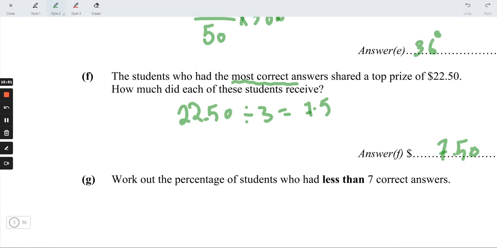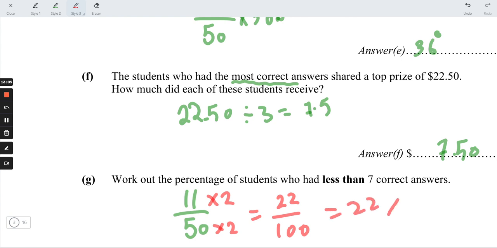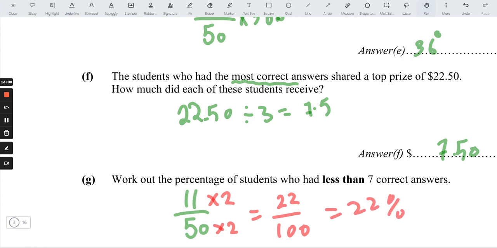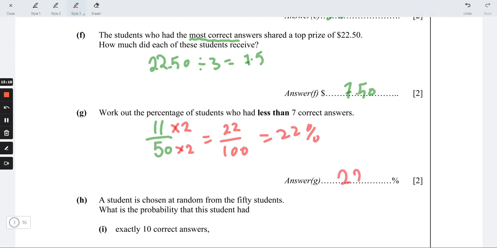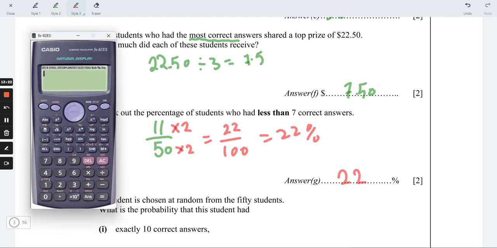To write the percentage, we will say 11 over 50, because I'm taking 11 students out of 50 students. You can change it to a percentage by multiplying both the top and the bottom by 2, and you will get 22 over 100, and then you will get 22%. Otherwise, you could use your calculator to find 11 over 50 as a percentage. So here we have 22%. The idea is easy here. 11 divided by 50 equals 0.22, then multiply it by 100. This will give you 22%.